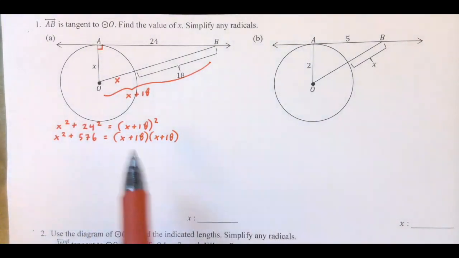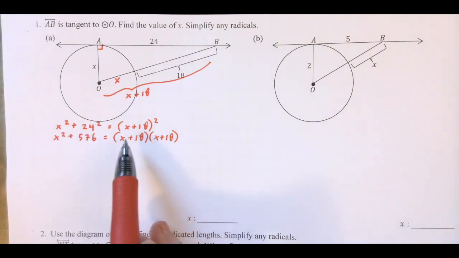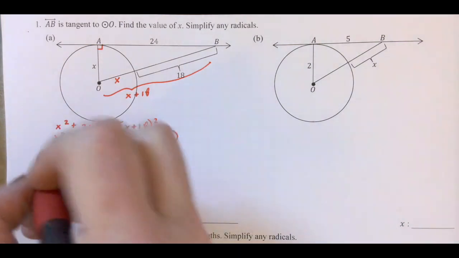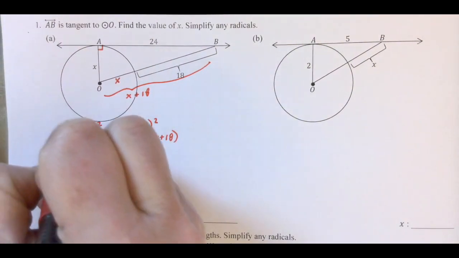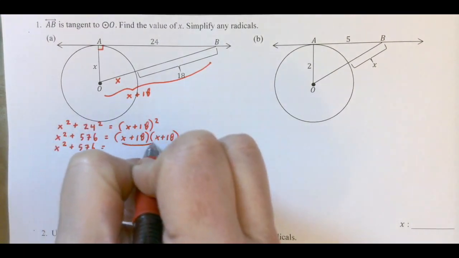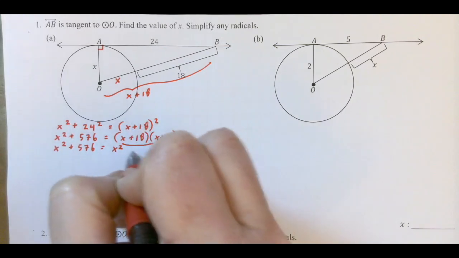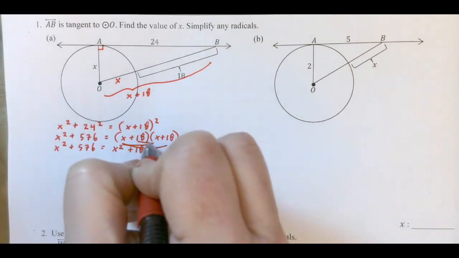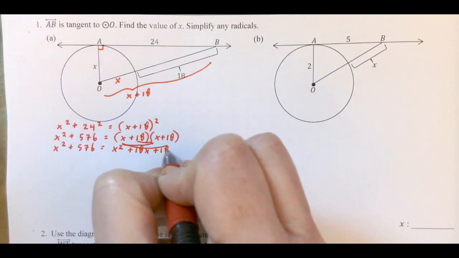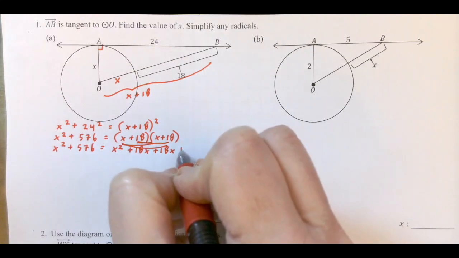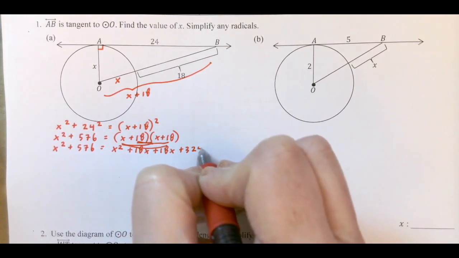Whenever I see a binomial squared, I need to view it as two separate packages that have to be multiplied out. We have to FOIL them out. So on the left-hand side, I still have X squared plus 576. And on the right, the first part is X squared. The outer is plus 18X. The inner is also 18X. And then the last, 18 times 18 is 324.